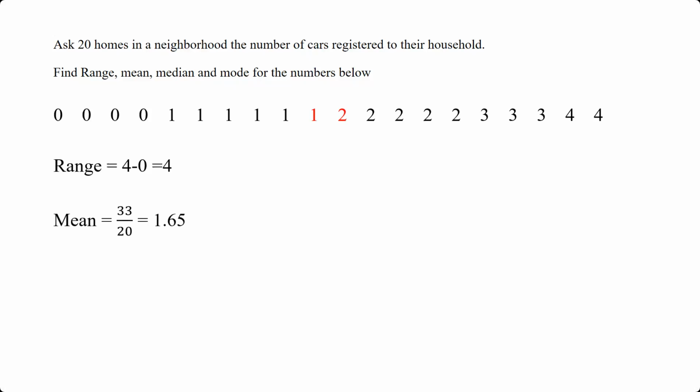Median, are you getting 1.5? Take the two middle values because it's even. 1 plus 2 divided by 2 is 1.5. And what's the mode? 1. 1 is up there 6 times. The 2 was close, but there's only 5 of them. And everything else is less than that frequency, so it would be 1, because 1 repeats the most.